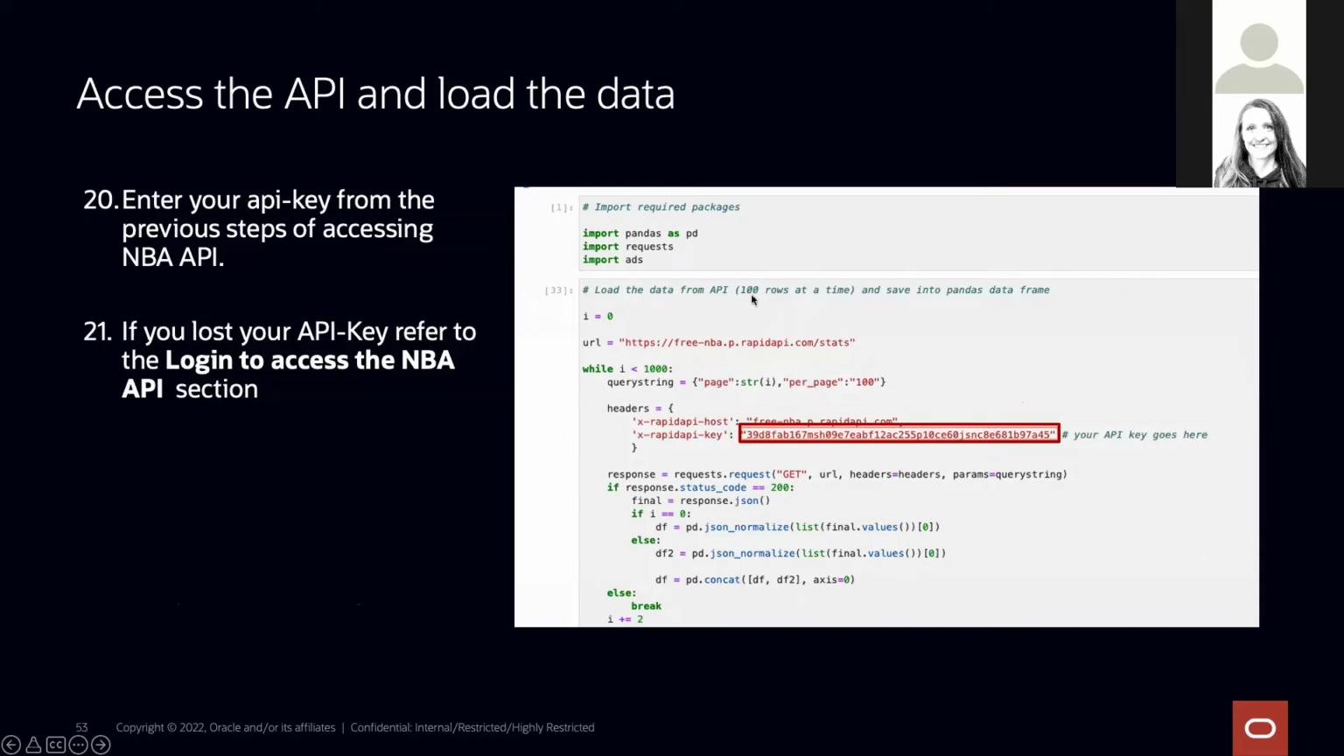Now, what we have to do is, right here where you see the RapidAPI key, change the value that you see to the API key that you received when you signed up for it in the earlier section of this lab. You just go ahead and change this parameter right here to your own API key. And that's really all you have to do for this part.